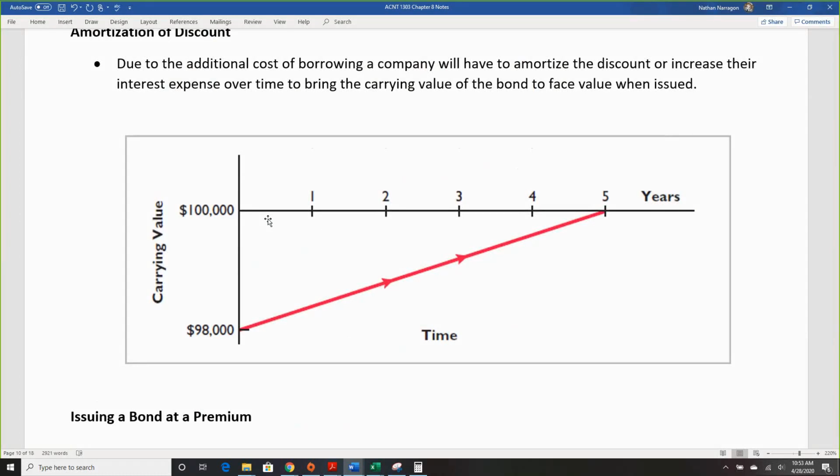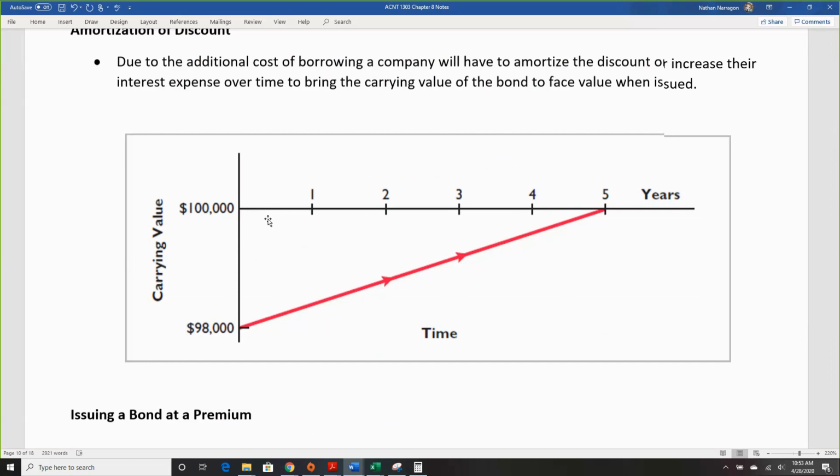Yay! So we're only looking at issuing the bond. That's nice. Alright. Alright.